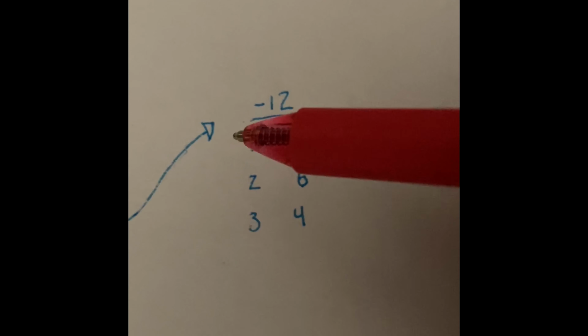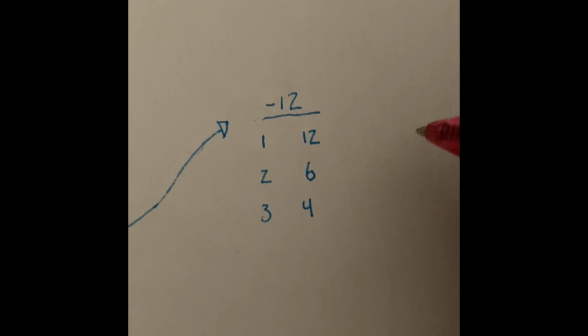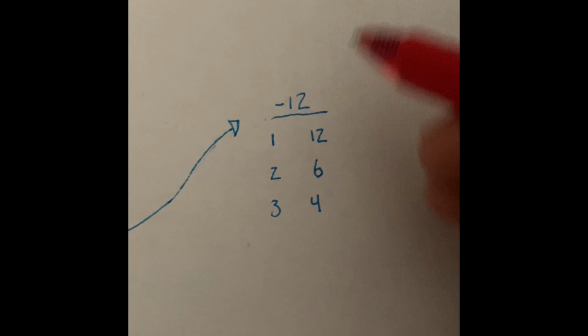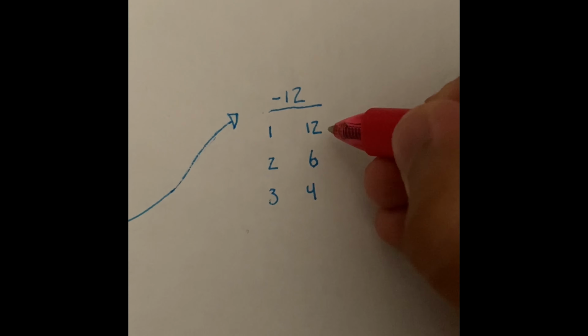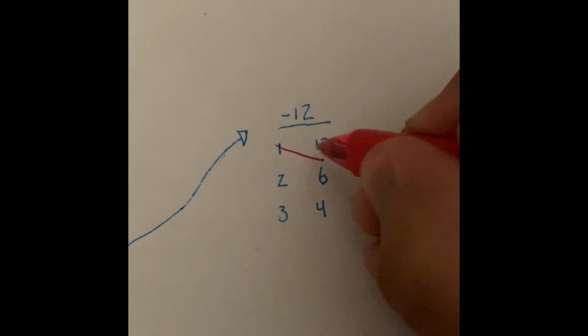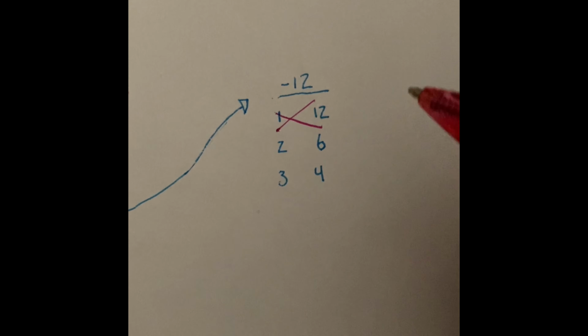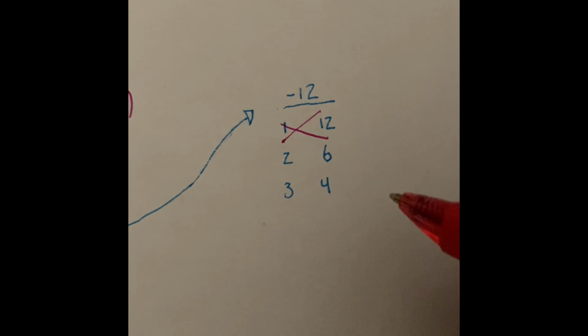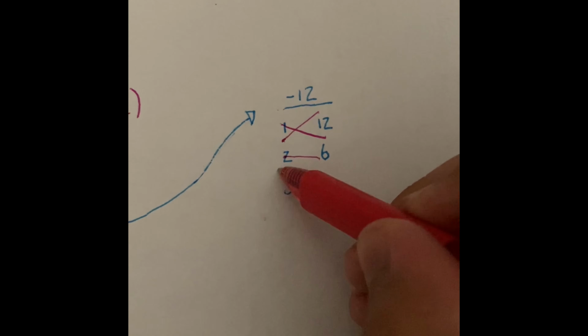So you have 1 and 12, either one can be negative. But by adding these two, do they equal -1? Let's see. Definitely not, right? So let's cross those out. You have 2 and 6. Wherever you decide to put the negative, they still won't equal -1. Oh, this can't be it.